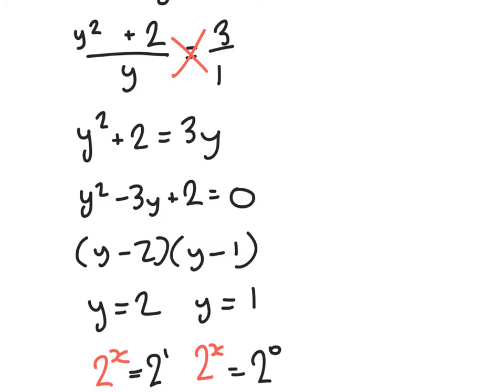y by y is y squared, y by minus 1 is minus 1y, minus 2 by y is minus 2y, put them together to get minus 3y, minus 2 by minus 1 is plus 2. If y minus 2 is equal to 0, then y is equal to positive 2. If y minus 1 is equal to 0, then y is equal to positive 1.